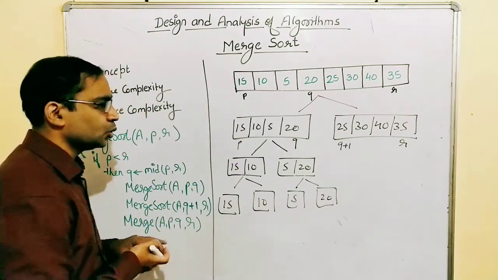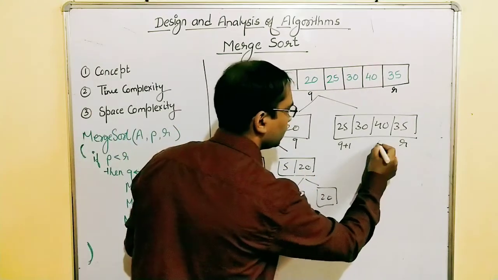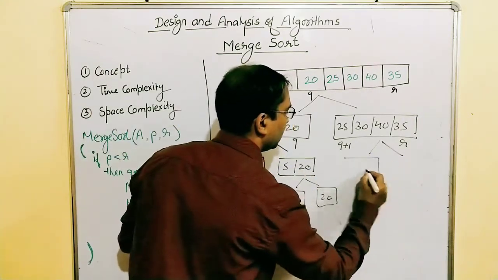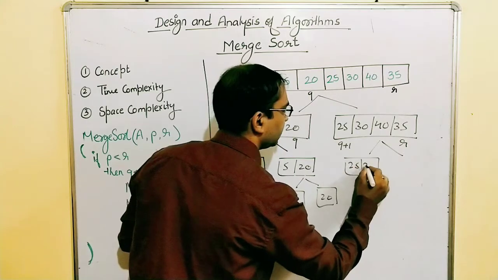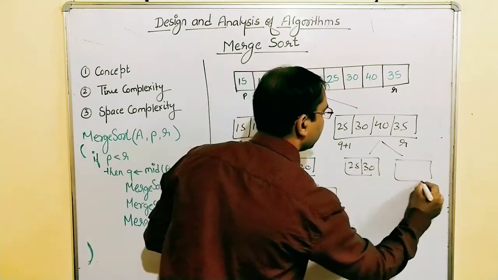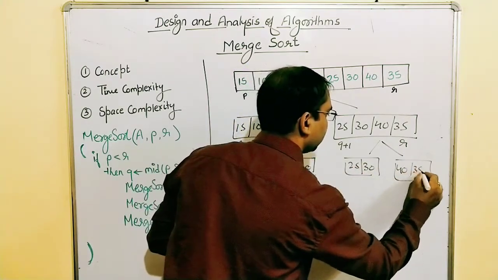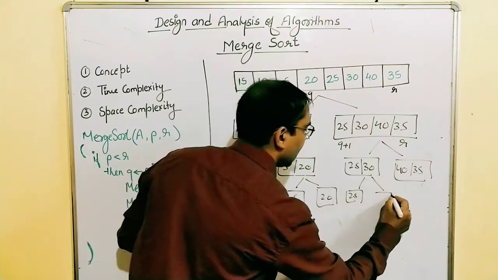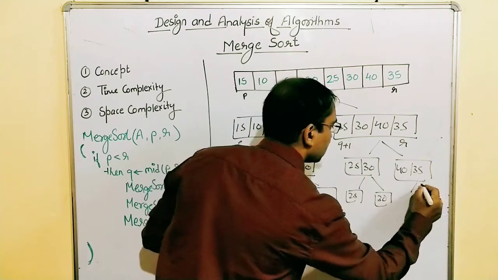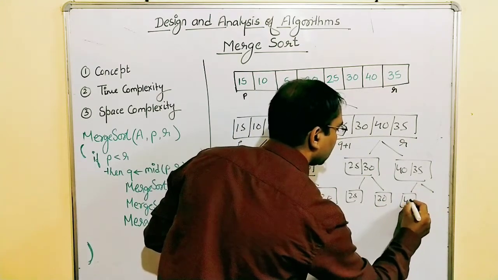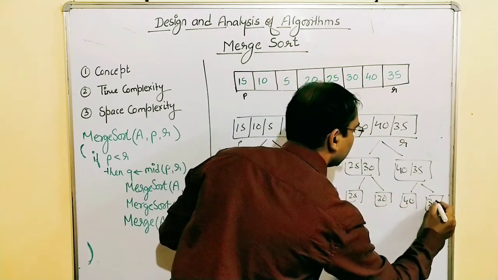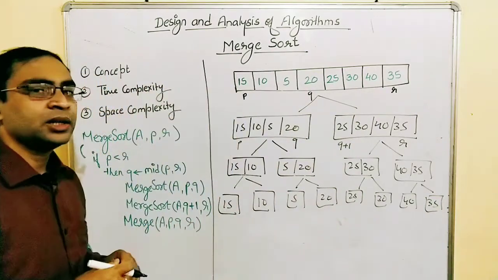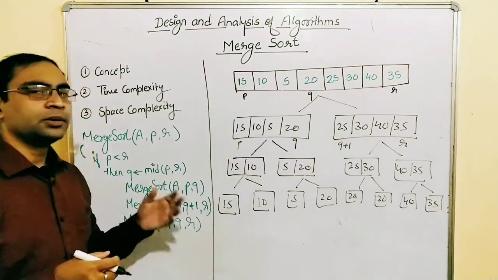The same process will happen onto the right hand side. This will be subdivided into first this is 25 and 30, and here it will be 40 and 35. Then this will be subdivided into 25 and 30, and this will be divided into 40 and 35. So this is the divide step that has been performed recursively.